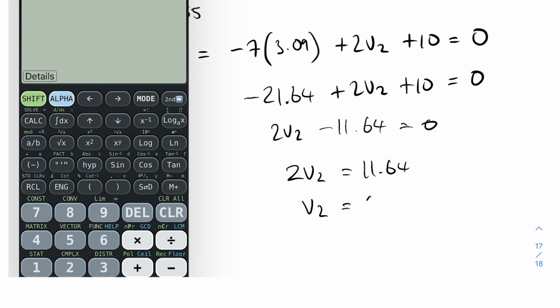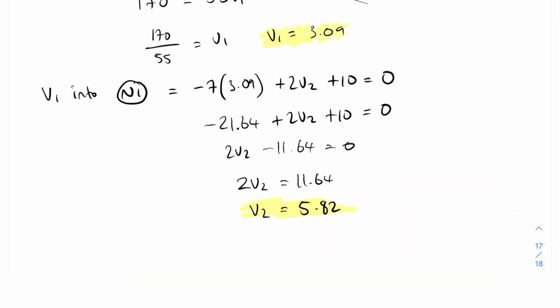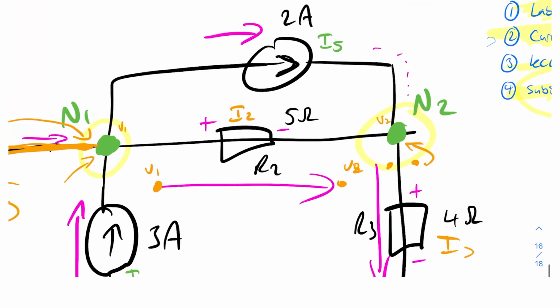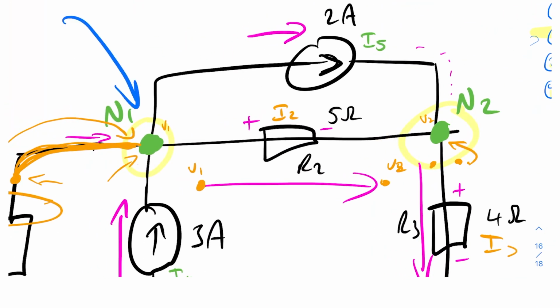11.64 divided by 2, 5.82. And so now we've got V2. So what we can say now is that we now know the voltages at these 2 points. We know what the voltage is here, and we now know what the voltage is here.